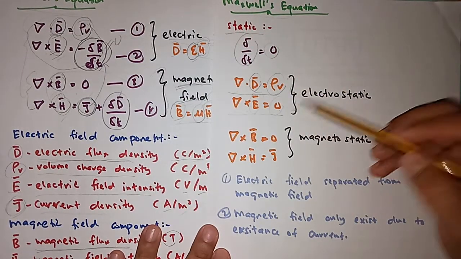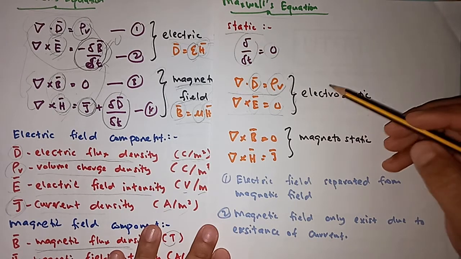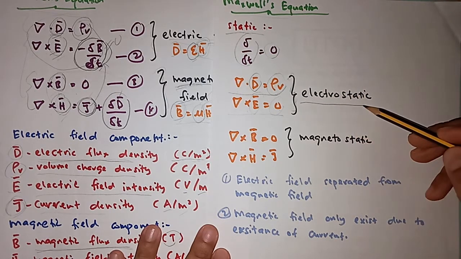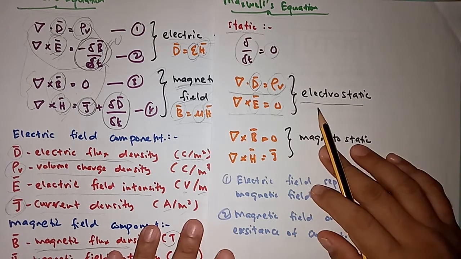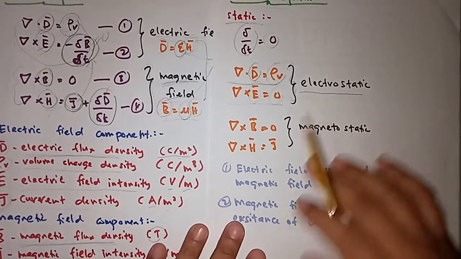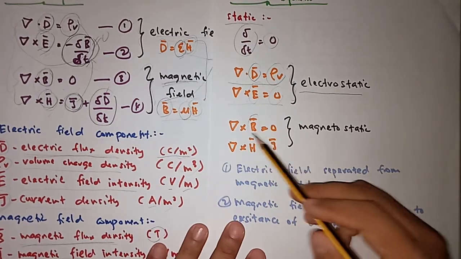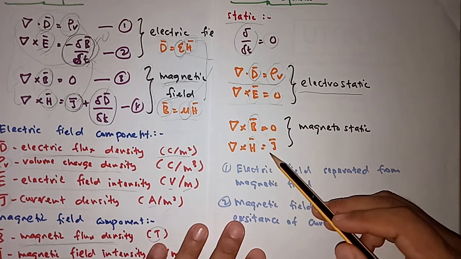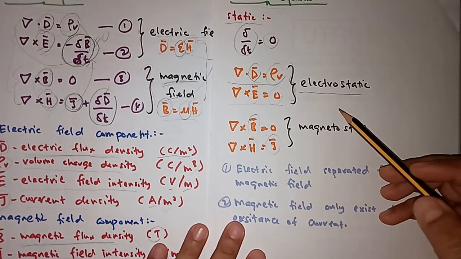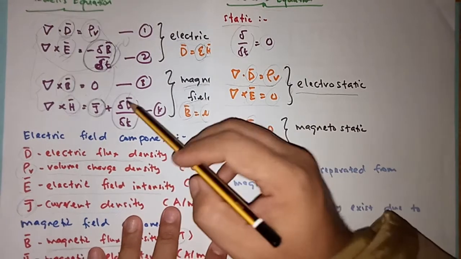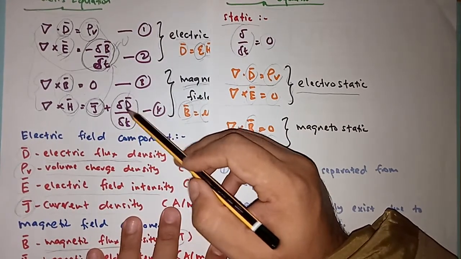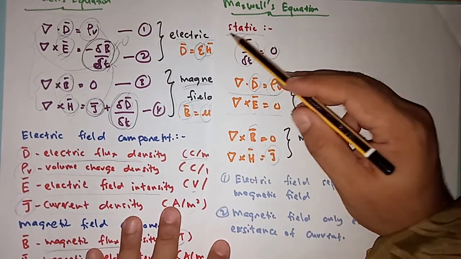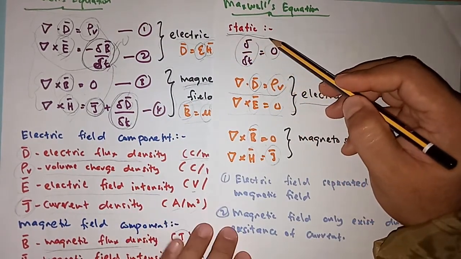So the first two equations are the equations that will be used whenever we are trying to analyze the field parameters in an electrostatic condition. Another two expressions of the Maxwell equations will be del cross vector B is equal to 0, and del cross vector H is equal to vector J. Because in this particular case, we will have the delta vector D divided by delta T is equal to 0, with the fact that we are considering our field in a static condition.